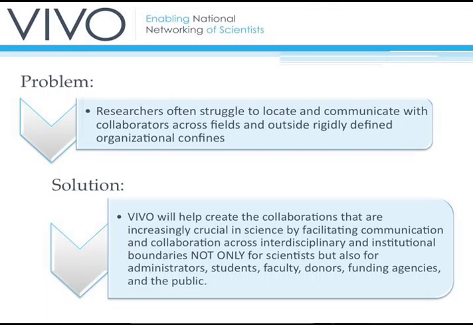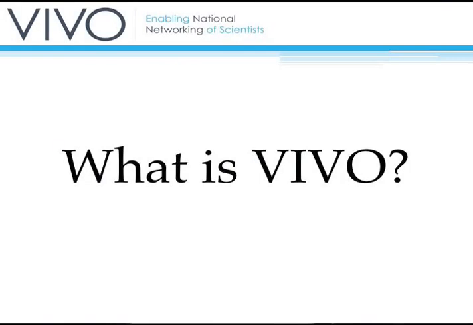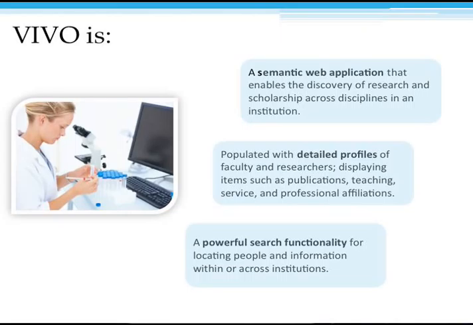Both scientists and administrators, students, faculty, and others beyond can get a sense of and explore the disciplines, researchers, and faculty at an institution. So what is VIVO? It's a web application using semantic web technologies that enables discovery of research and scholarship across an institution. It's made up of detailed profiles of faculty and researchers and gives a lot of dimensions of faculty expertise and involvement. I'll talk about a number of those throughout. And it gives you powerful search functionality that lets you explore and parse out the information to find what you need.